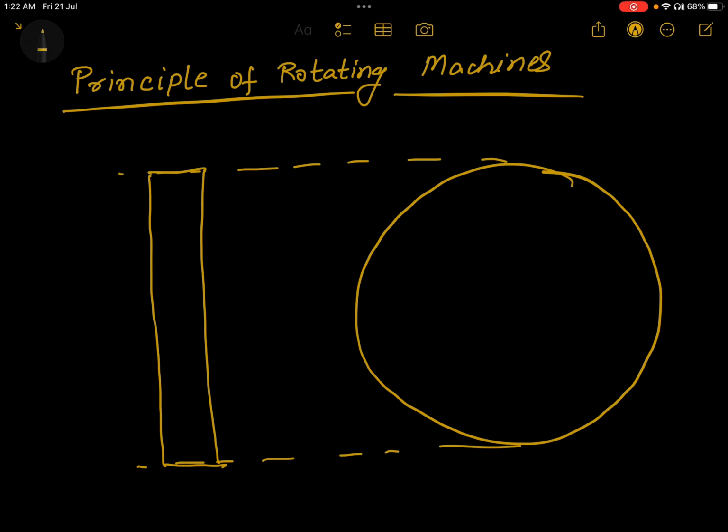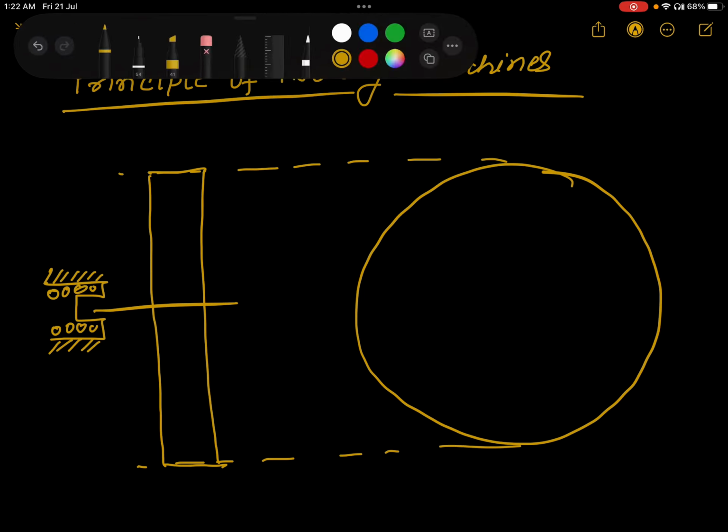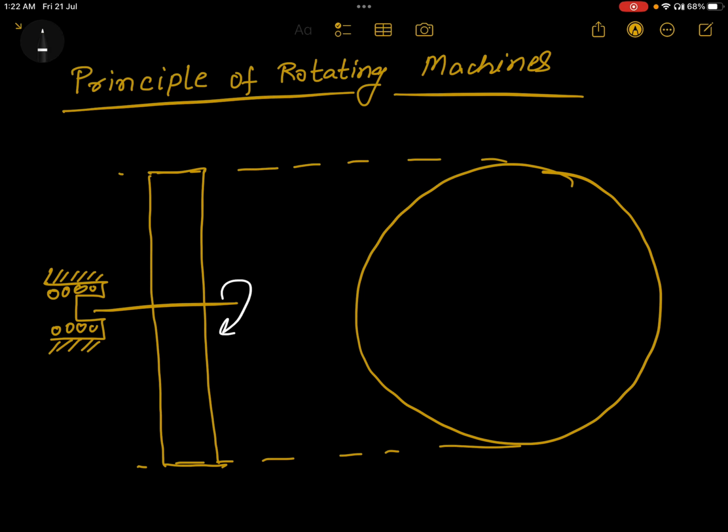And this turbo machine will be mounted somewhere. Let's say we have a bearing. This bearing will actually be a foot step bearing, which will be mounted somewhere, and this is the side view and this is the front view. And let's say it is rotating like this. So now let's try to understand the concept.